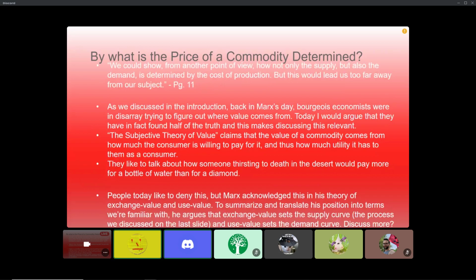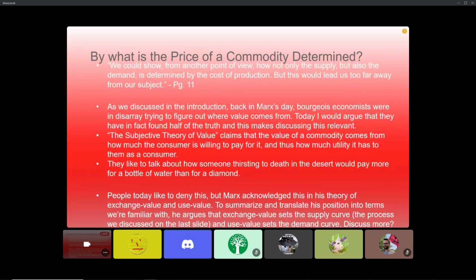People today like to deny this, but Marx actually acknowledged subjective utility in his theories. But these people haven't read Marx, typically. Marx talks about exchange value, the amount of value expressed in human labor hours or in dollars of a product, and use value, which is utility to you. The utility to you, basically.